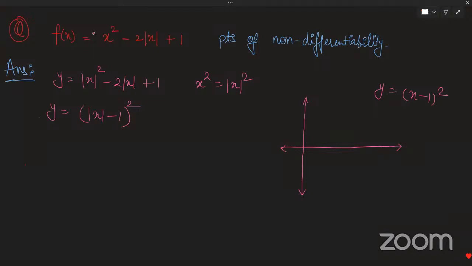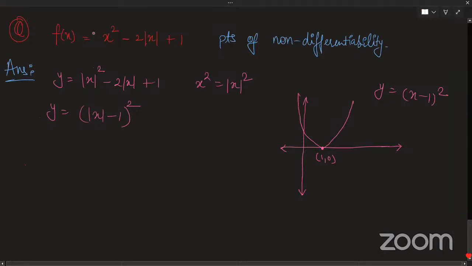Sir, it will be a parabola. Great. So it starts like it will have a point over here, 1, 0, right? Yes, sir. So it will go up something like this, and same way on this side also. It will go something like this, right? Symmetric. Yes, sir. Okay, great.